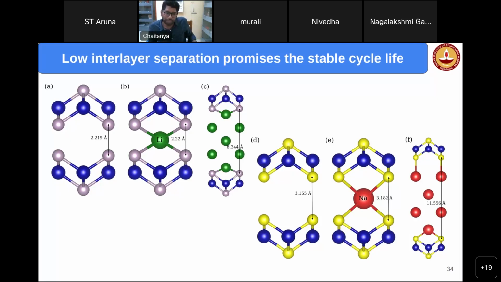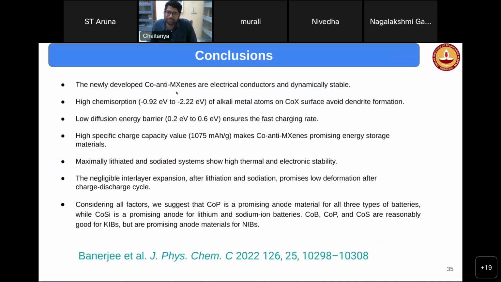So, considering all of these things, we can conclude that the newly developed cobalt anti-MXenes are electrical conductors and they are definitely dynamically stable. They have high chemisorption, or at least moderate to high chemisorption, for the alkali atoms. That means they are not going to form any dendrites, and they have low diffusion energy barriers, so they can easily move on these surfaces during charging and discharging. Similarly, because of this high specific charge capacity, they might have good usage in energy storage materials. Similarly, for the maximally lithiated and sodiated structures, we checked their high thermal stability as well as their electronic stability. The negligible interlayer expansion after lithiation and sodiation suggests that the deformation after many charge and discharge cycles will be very small.